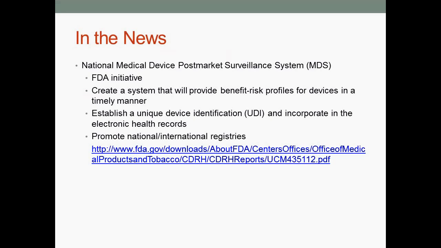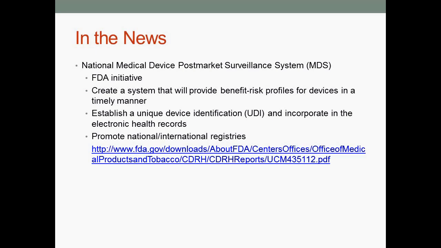This is just something I found recently. If you are doing device studies, it'd be a good thing to go out to the FDA website and look. The FDA has started an initiative. They actually started about a year ago, and they've made much more progress on it in the past several months. They're trying to develop a post-market surveillance system. It's a national system with all devices, and it would be easy for them to pull data to look at benefit and risk profiles and analyze some of that data.